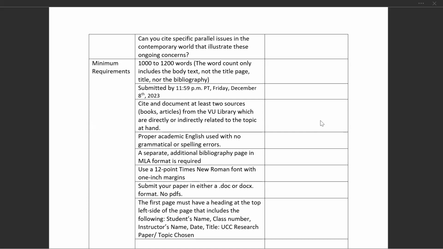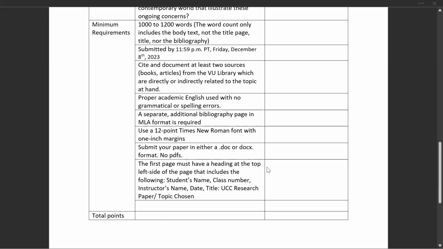Let's see, proper academic English, I've got that. Don't forget the bibliography page in MLA or APA format. You'll want to use a 12-point Times New Roman font with 1-inch margins. I can easily, of course, do the word count, since you will be submitting in either doc or docx format. Don't use PDFs because that's hard for me to process and comment on, because I will be reviewing your paper and making comments in Word so you can see specific points of interest that I have mentioned. And then we've got total points.